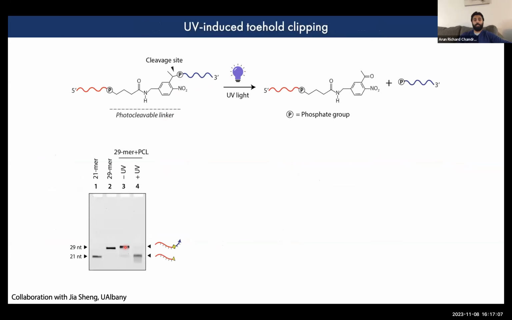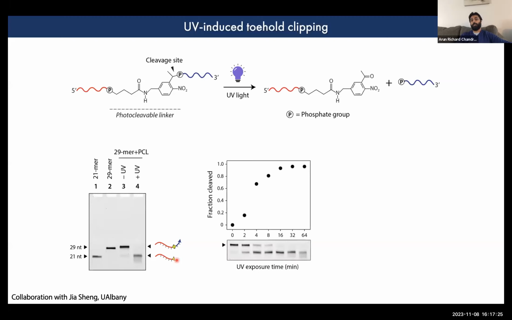So we took the single strand, which is a 29-mer, and in the absence of UV, you can see that the 29-mer is intact. And in the presence of UV, the strand is cleaved at the photocleavable linker, and now you get a 21 nucleotide product, which confirms that we can use UV to cleave the strand. We also monitored the time that it takes for the strand to be cleaved, and at about half an hour to 1 hour, we get almost 100% cleavage of the strand with the toehold being removed.